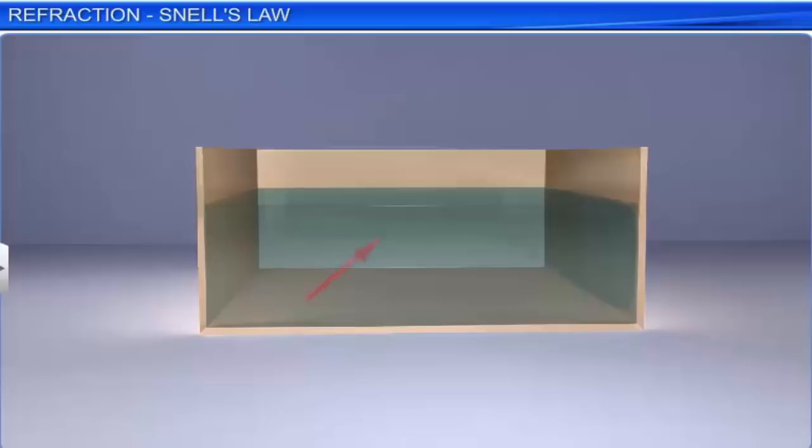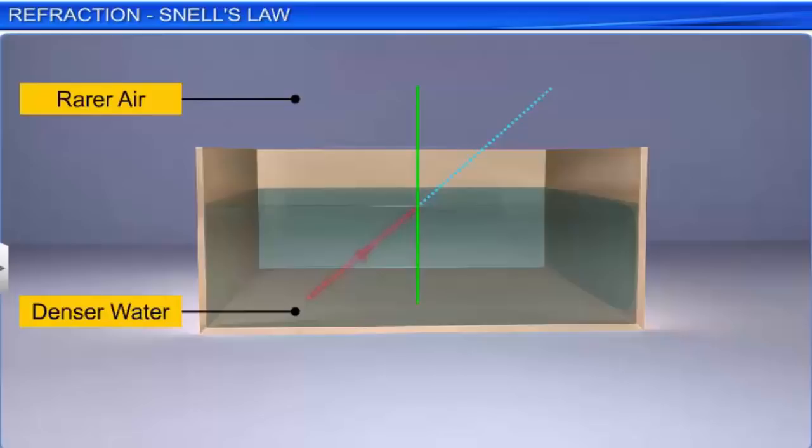When light travels from a denser medium to a rarer medium, its speed increases and it bends away from the normal. On the other hand, if light travels from a rarer medium to a denser medium, its speed decreases and it bends towards the normal. The relationship between the angle of incidence, i, and the angle of refraction, r, is explained by the laws of refraction.